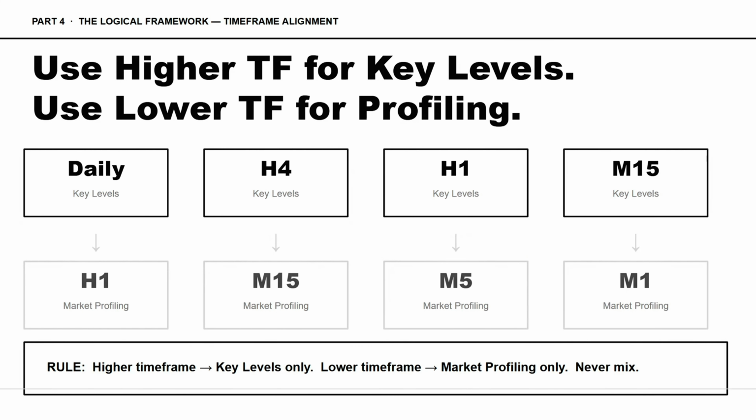And then the logical framework: you use higher time frames to find key levels and lower time frames for profiling. You use the daily key levels along with 1 hour market profiling, for 4 hour 15 minutes, for 1 hour 5 minutes, and for 15 minutes 1 minute. That's what most of the scalpers do.